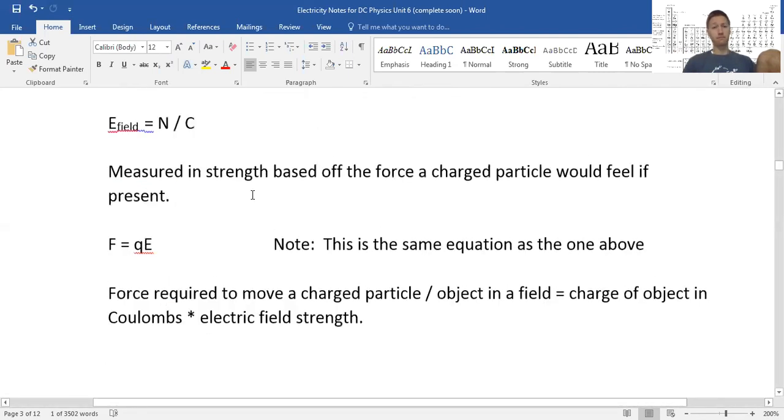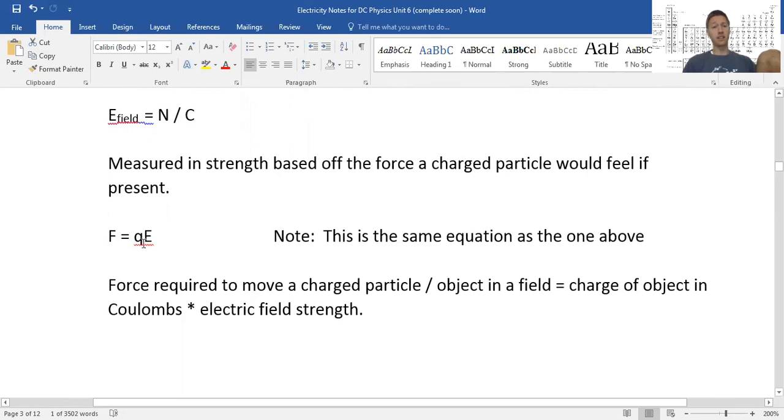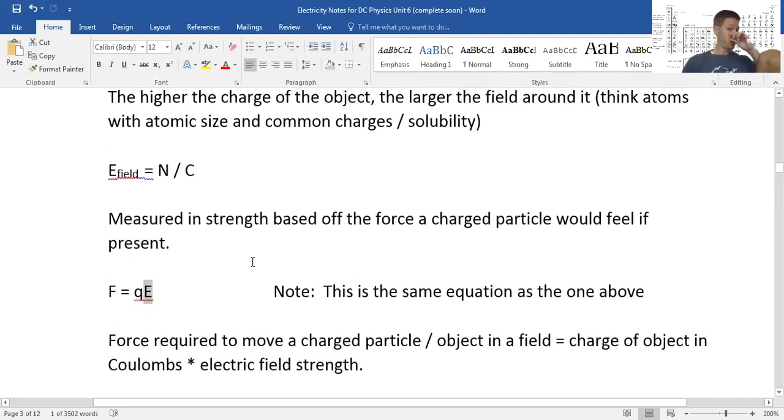All right. So you can rearrange this, think of it like this. Here, the force will be in newtons. The Q here is the charge. E is electric field. This is basically saying, what force will a particle feel if it has a certain charge and the electric field is a certain strength? All right. So electric field strengths are measured in newtons per coulomb.